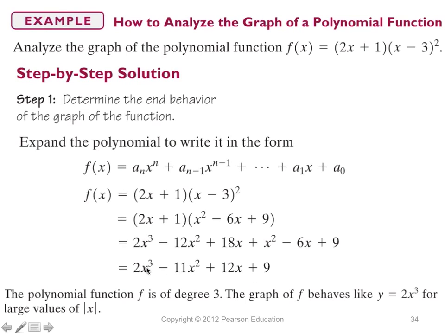Now this is going to be a degree of 3, so that means that your graph is going to behave something like y equals 2x cubed for large values of x. So if you recall what 2x cubed looks like, I would just keep this in your mind. It's going to be kind of this shape right here, where it goes down on the left and up on the right.